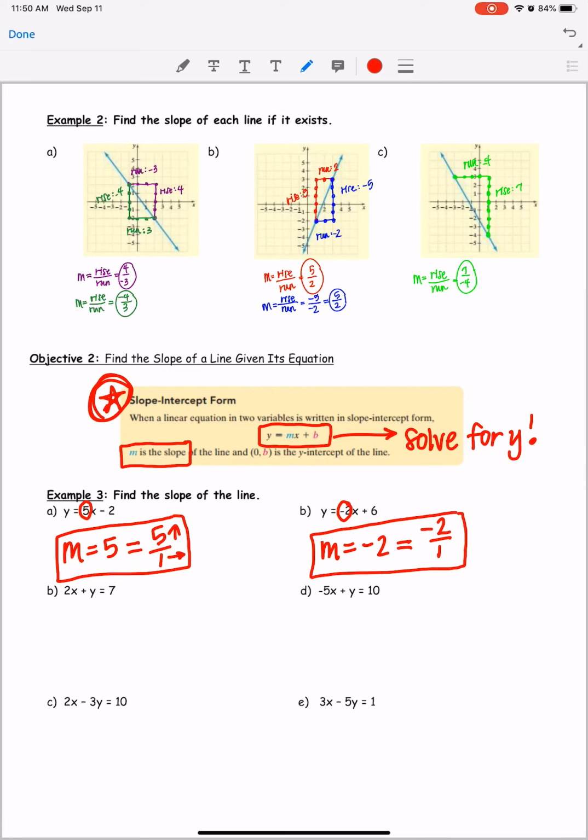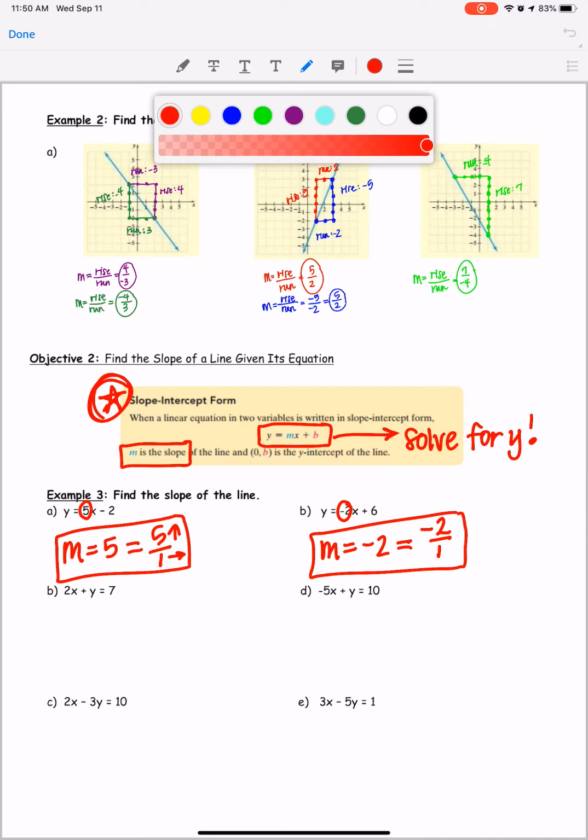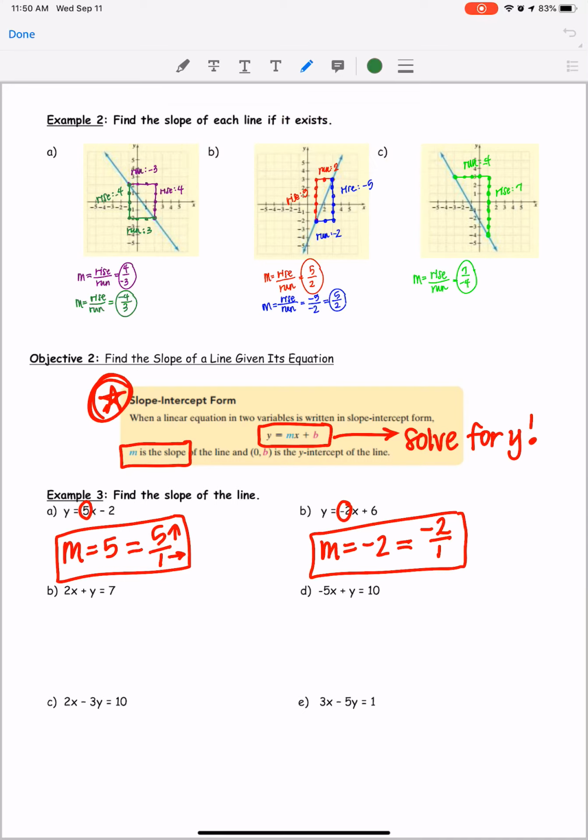Okay, now B is the first one that's not really in the correct form. So it's not in the correct form because why? It is not solved for y. It's got to be solved for y, and y is over here, and I've got other junk with my y. So get y by itself. So how do you get y by itself? Well, we've got to move this 2x to the other side of the equation, and we do that by doing the opposite operation. So the opposite of a positive 2x is a -2x.